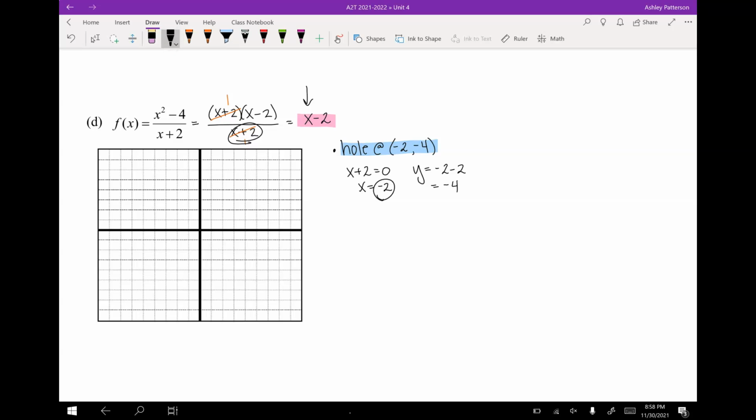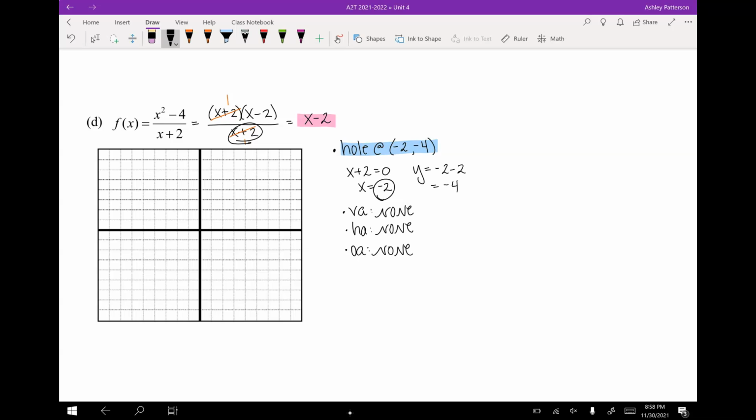Now looking at our simplified equation of x minus 2, what is that? Yeah, it's a linear function. It's a line. Do lines have vertical asymptotes? I sure hope you said no. Do lines have horizontal asymptotes? Nope. Do they have oblique asymptotes? Nope.